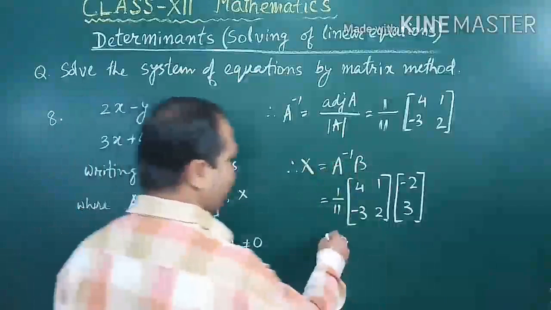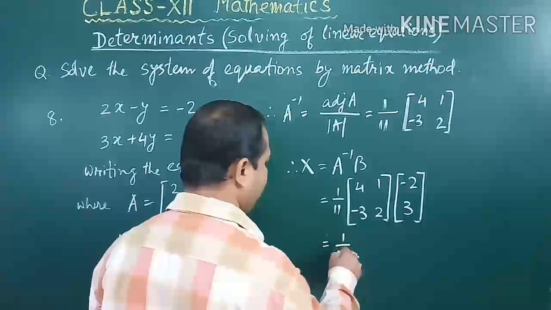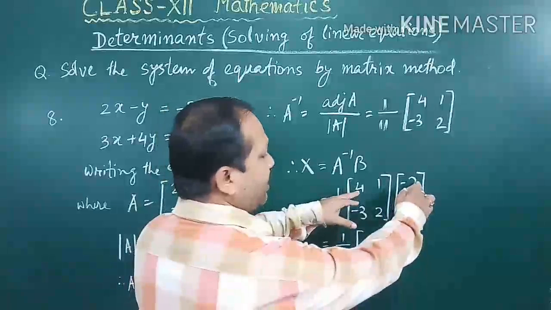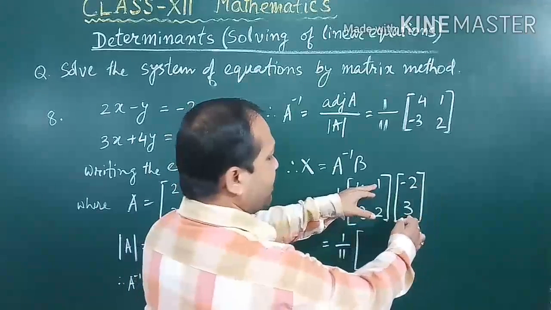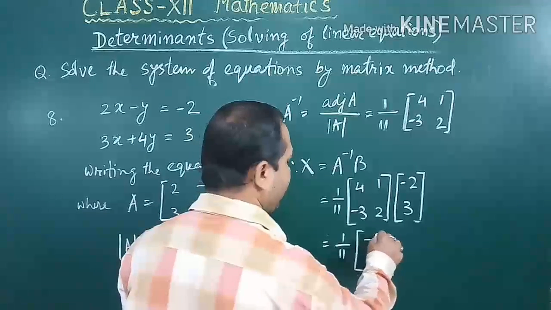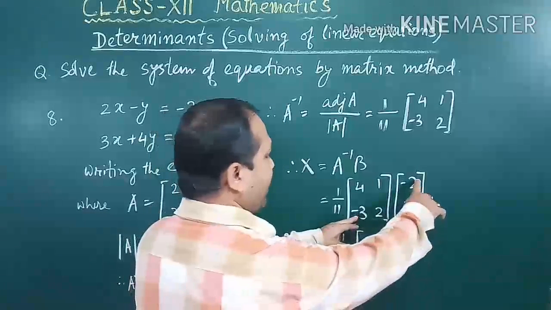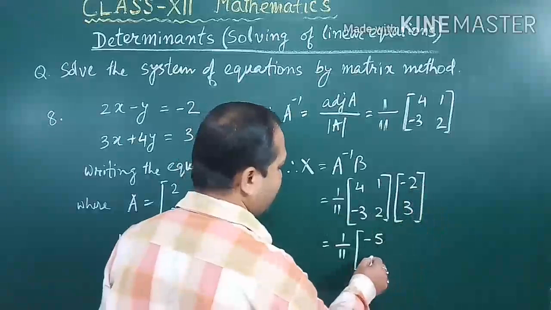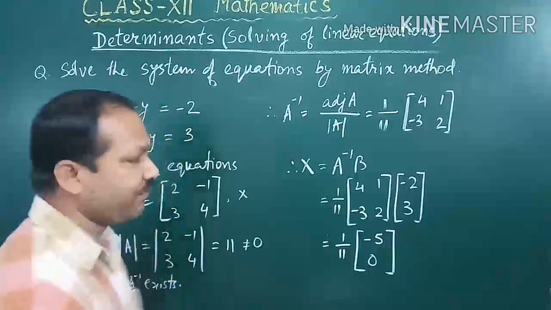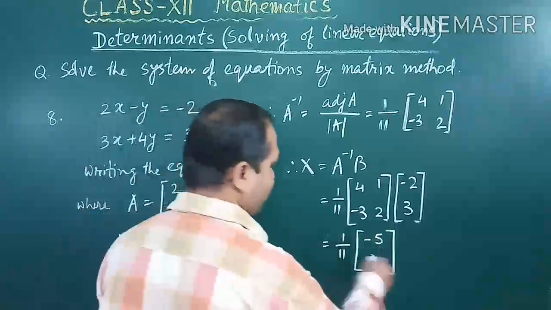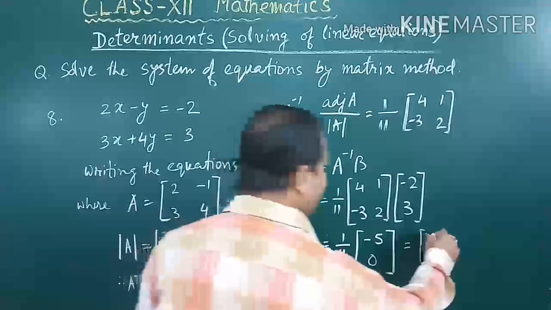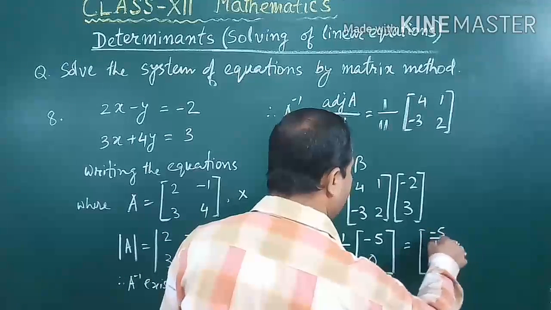So we will do that product. How much will it be? 4 into minus 2, minus 8, plus 3, minus 8 plus 3 is minus 5, and it is minus 6 plus 6, it is 0. Okay. So what we can write in a simple way? This is minus 5 by 11 and it is 0.